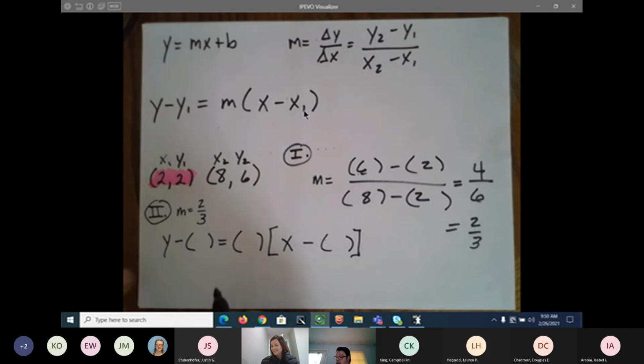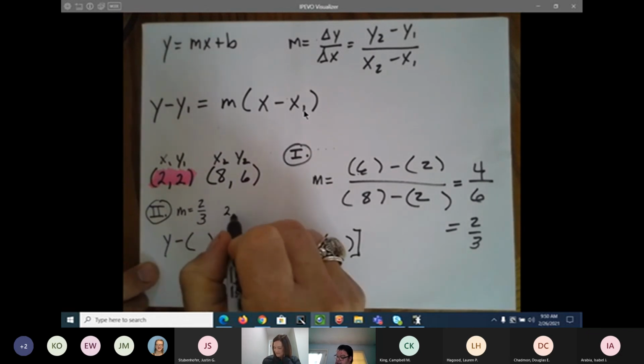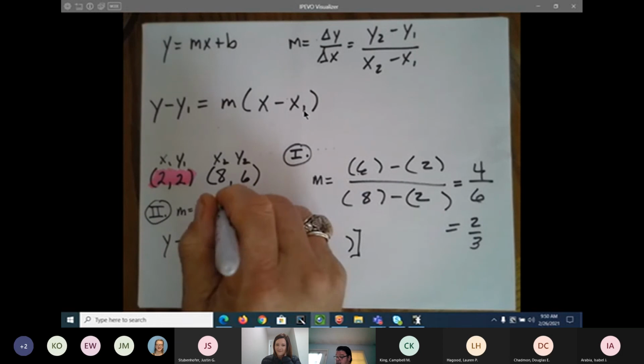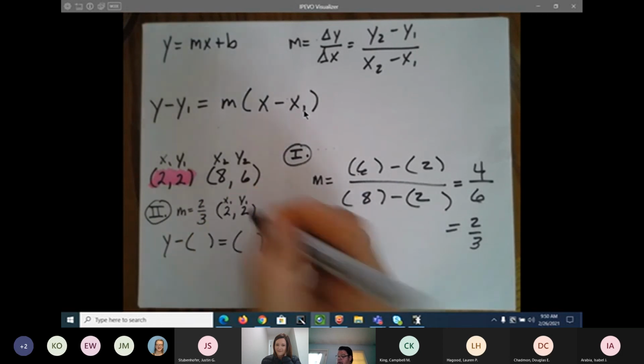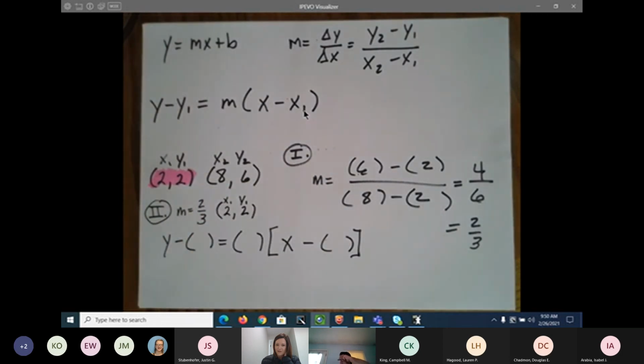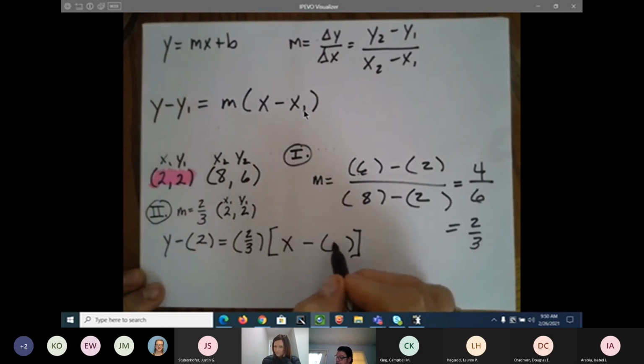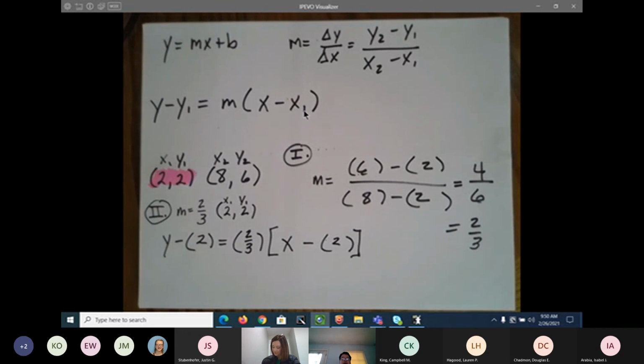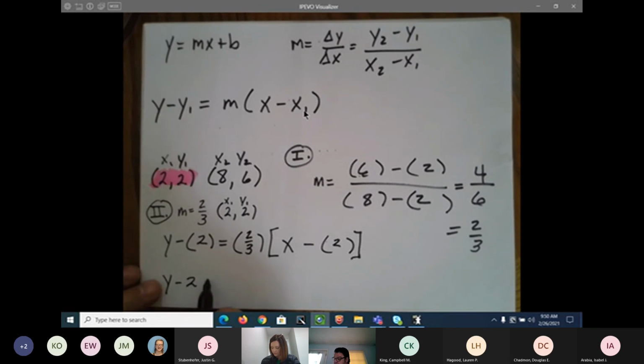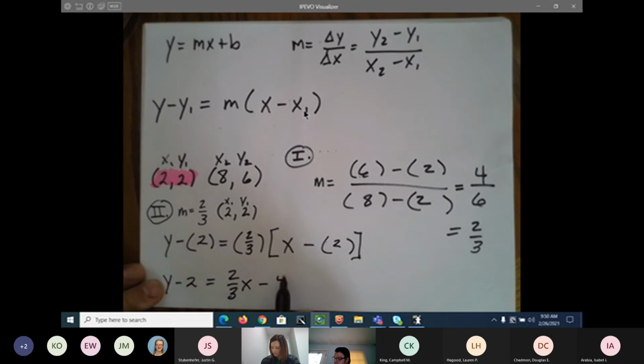All right. 2/3, I'm going to pick 2 and 2. Which way do we read? Left to right. So this is x sub 1. This is y sub 1. Plug in what? Plug and chug, Hubert. y minus 2 is equal to 2/3 times x minus 2. And now you solve for y. y minus 2 is equal to 2/3 x minus 4/3.